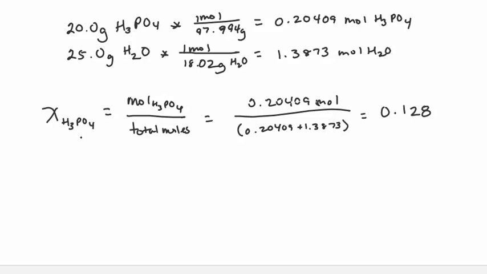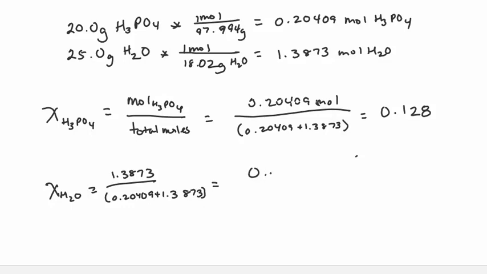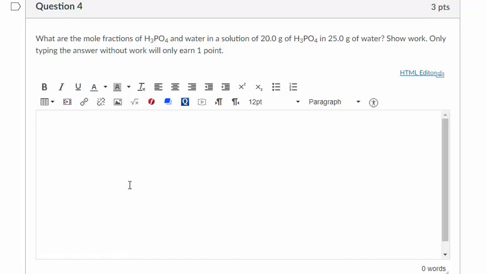Now you could do this 2 ways. You could say 1 minus this business is going to be the mole fraction of water. Or you could calculate the mole fraction of water by taking the number of moles of water and dividing it by the sum of the 2 molar values that you have obtained. And you should get 0.872.